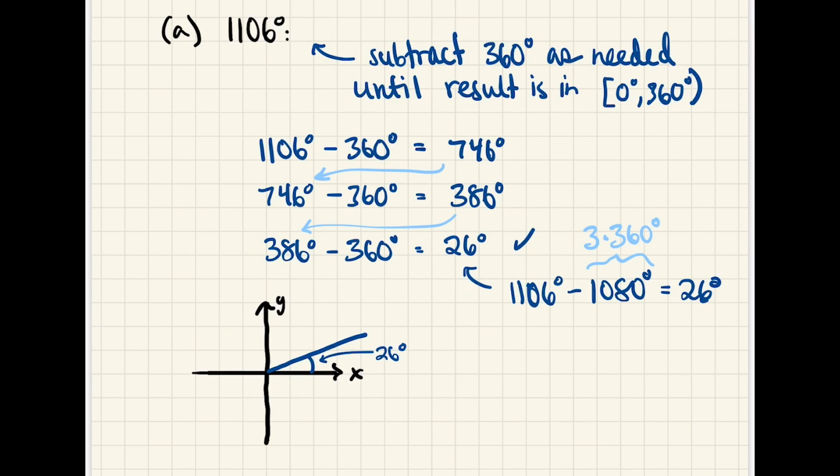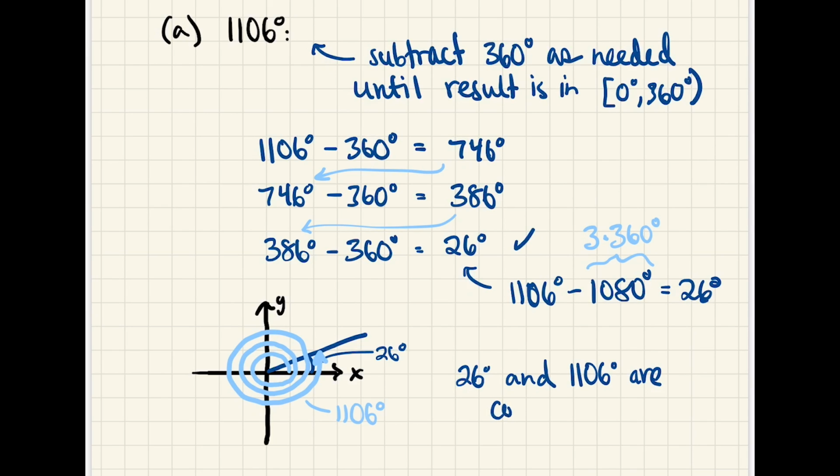It's just going to go around 3 times first for absolutely no reason. So we'll go around once, twice, third time. So there's 1106 degrees. So we can say 26 degrees and 1106 degrees are coterminal, and they're in quadrant 1.